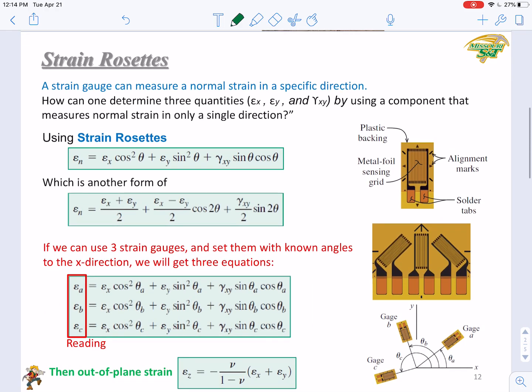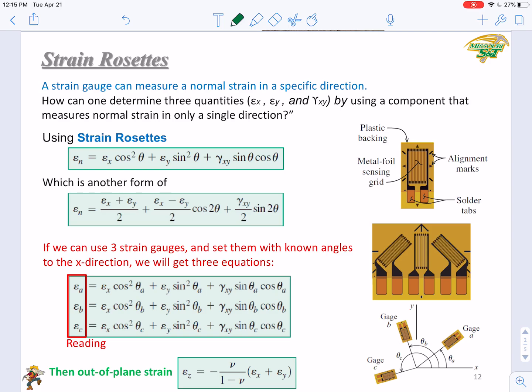But the question is, a strain gauge can only measure a normal strain in a specific direction. But at a point, to determine the strain status, you need three components, three quantities, say epsilon x, epsilon y, and gamma xy. But how can you determine three quantities by using one component that measures normal strain in only one single direction? The answer is no, you cannot. Okay, the answer is you have to use multiple strain gauges.